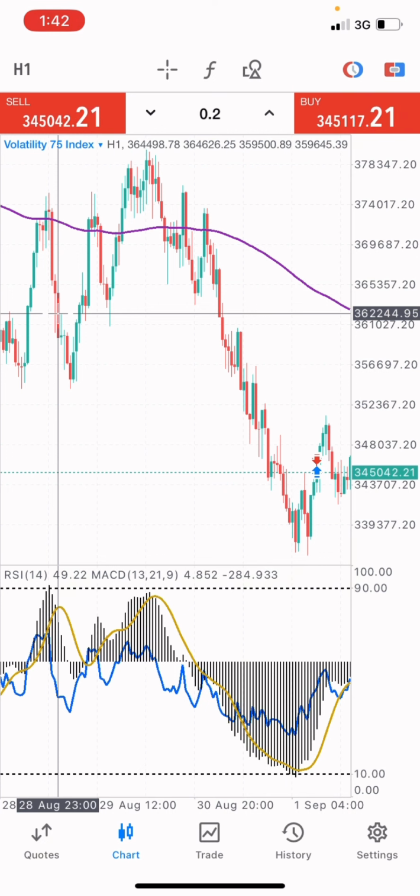So guys, I believe you understood this video that I've just shown you using those three indicators, which are the moving average, the relative strength index, and the MACD, on the VIX, which is the Volatility 75 Index. And I believe after watching this video, you now understand how you can trade on VIX 75.